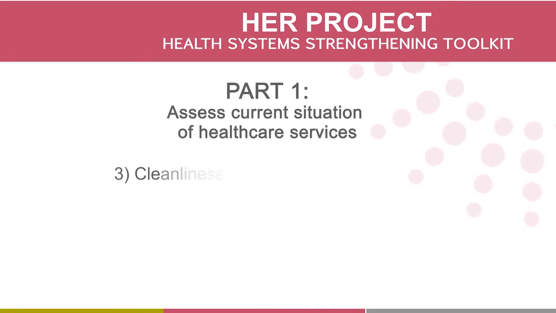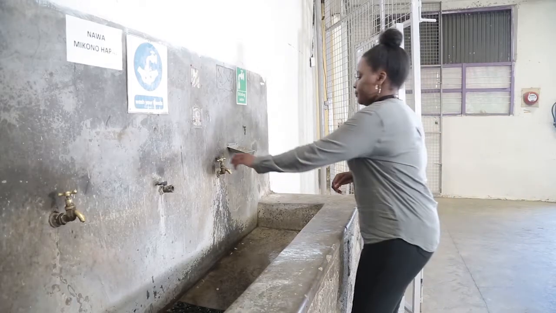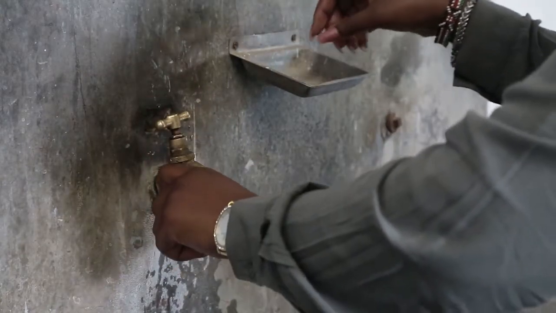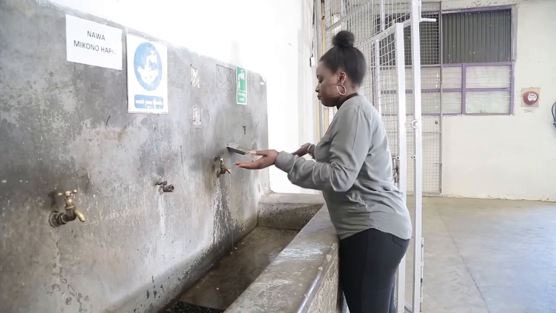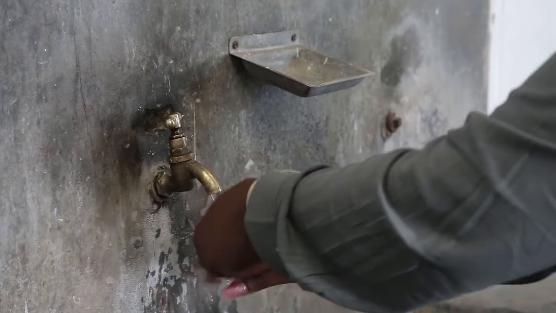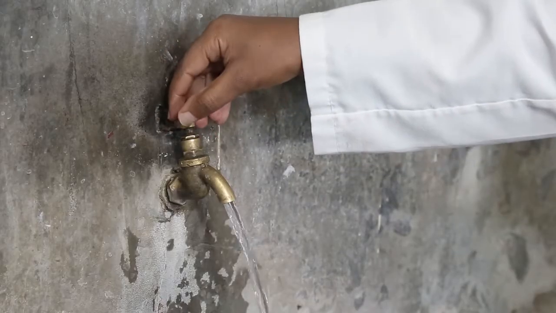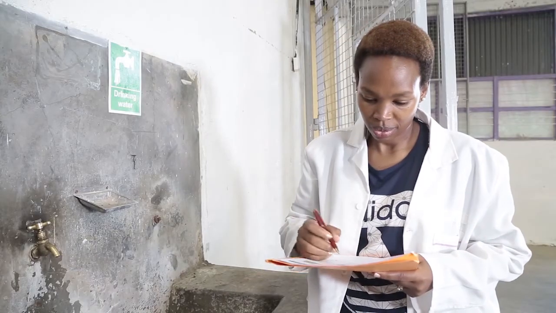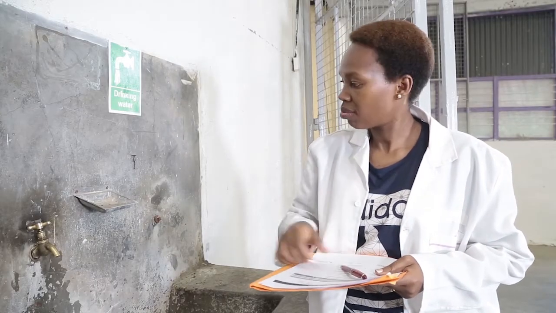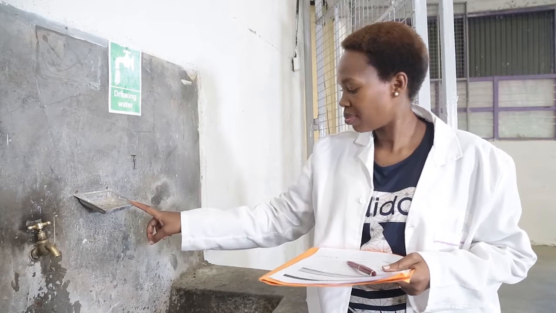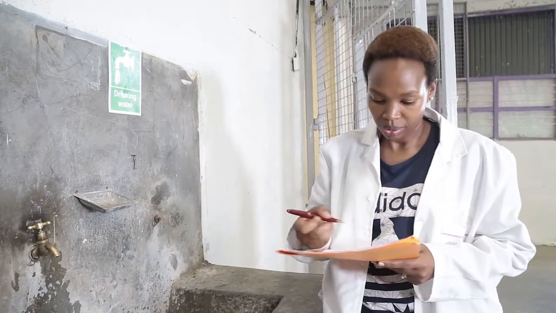When we talk about cleanliness, we are talking about the fact that the health facility is kept clean. An example of that would be that soap and running water or hand sanitizers are available for hand washing at the health facility. Although there was running water, there was no soap. In order to improve this yellow marked indicator, soap should be replenished periodically.